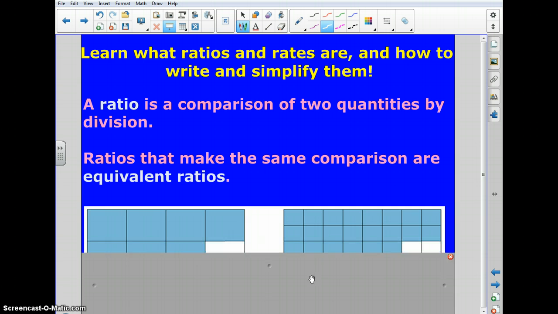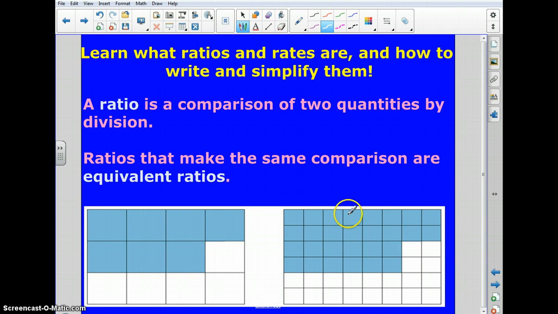So ratios that make the same comparison are equivalent ratios. And we have an example down here of what we're talking about. We're going to talk about comparing the dark colored squares to the white squares in both of these examples, and we're going to compare them to see what they end up being. So in my first shape here on the left, I have 1, 2, 3, 4, 5, 6, 7 that are dark, and I have 1, 2, 3, 4, 5 that are light. So my ratio would be 7 to 5.